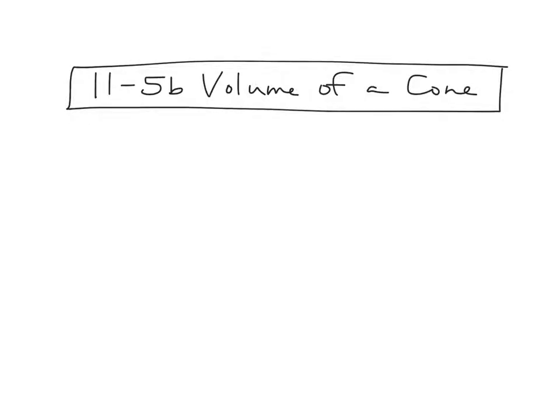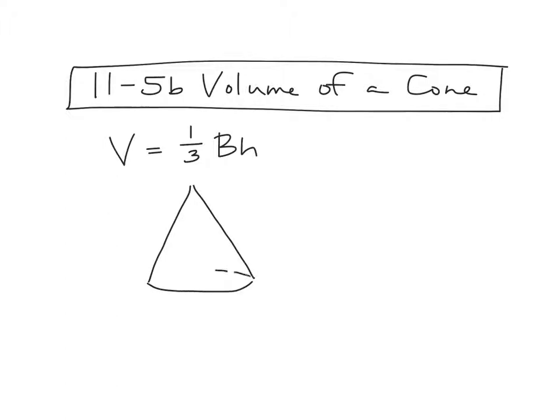11.5b is volume of a cone. So the volume formula for a cone, just like a pyramid, is 1/3 BH. Could you write that formula a different way, knowing that what we're dealing with is this figure? There you go. 1/3 pi r squared h. Because the area of the base right now is the area of a circle, which is pi r squared. So 1/3 pi r squared h is another way you could give the formula.